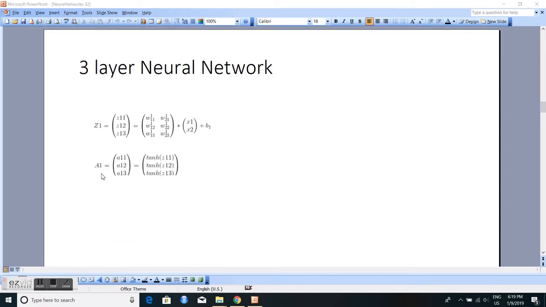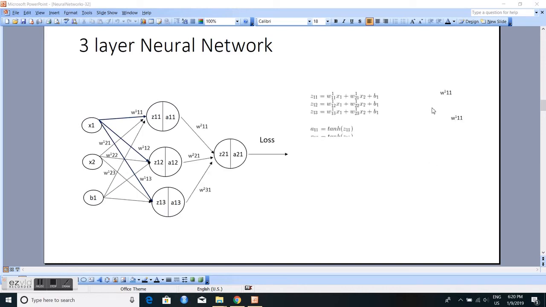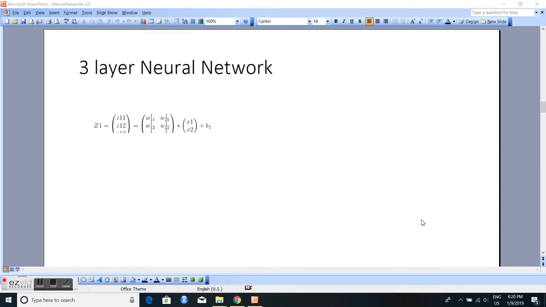Similarly, we can show at layer 1 the activation function as a vector of A11, A12 and A13, which is tanh Z11, tanh Z12 and tanh Z13. And at layer 2, similarly, we can write capital Z2, where Z21 is a multiplication of W11 superscript 2, W21 superscript 2, W31 superscript 2 into Z11, Z12, Z13 plus B2. And A21 is basically the sigmoid of Z21. So basically this is just rewriting the same equations which we saw in this page using a matrix notation.